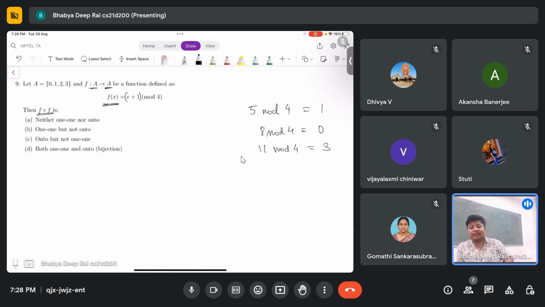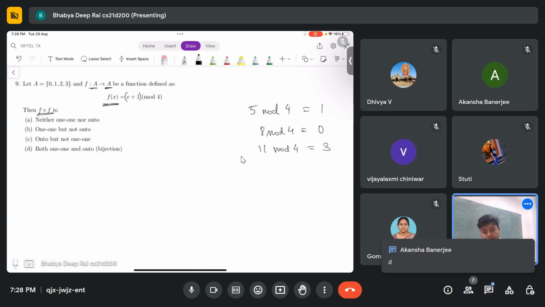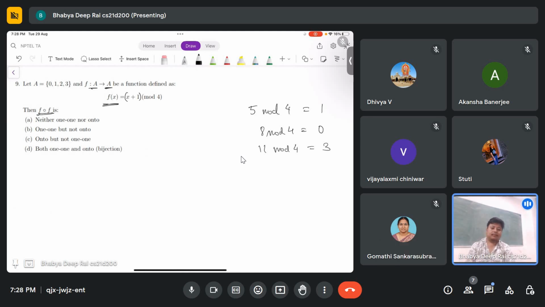What is f compose f? Is it neither one-one nor onto, one-one but not onto, both one-one and onto, or onto but not one-one? Can you tell me which of the four options are true? Akansha says both one-one and onto, right? Yeah, D, bijection.